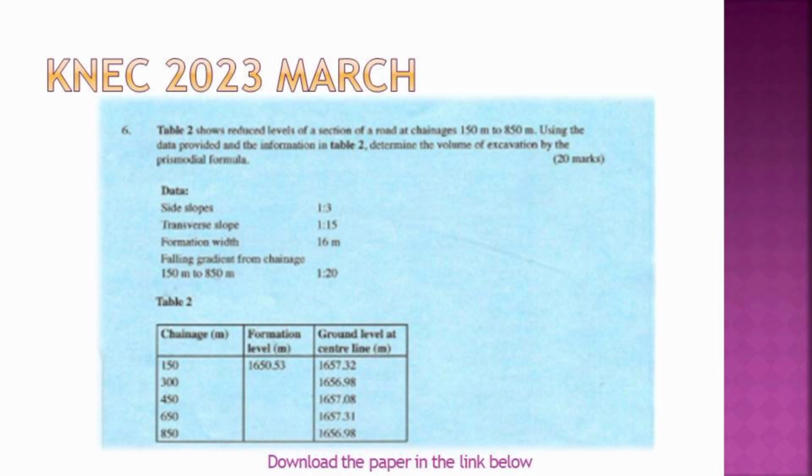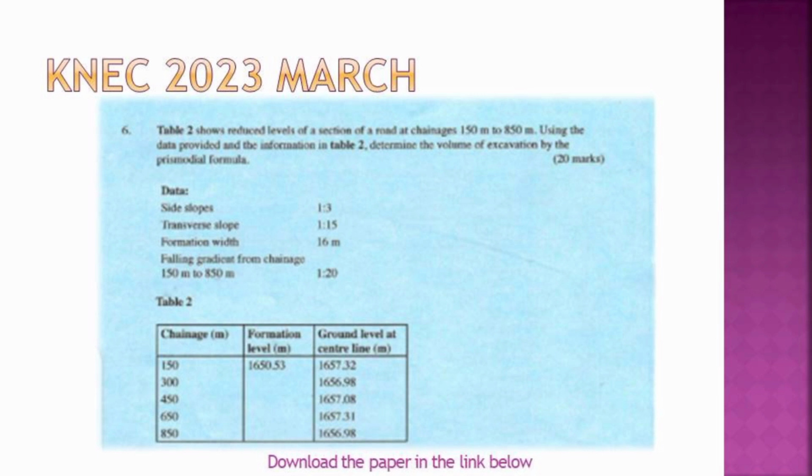Here we are given the data. We have the side slopes 1 into 3. We have the transverse slope 1 into 15. We have the formational width of 16 meters. Then we have a falling gradient from chainage 150 meters to 850 meters, having a ratio of 1 to 20. And then on table 2 we are given a table with 3 columns.